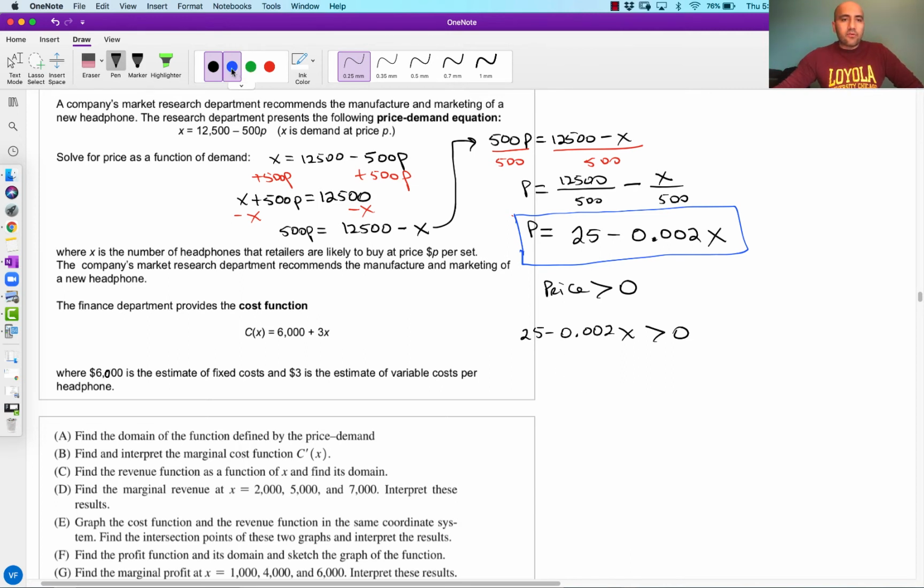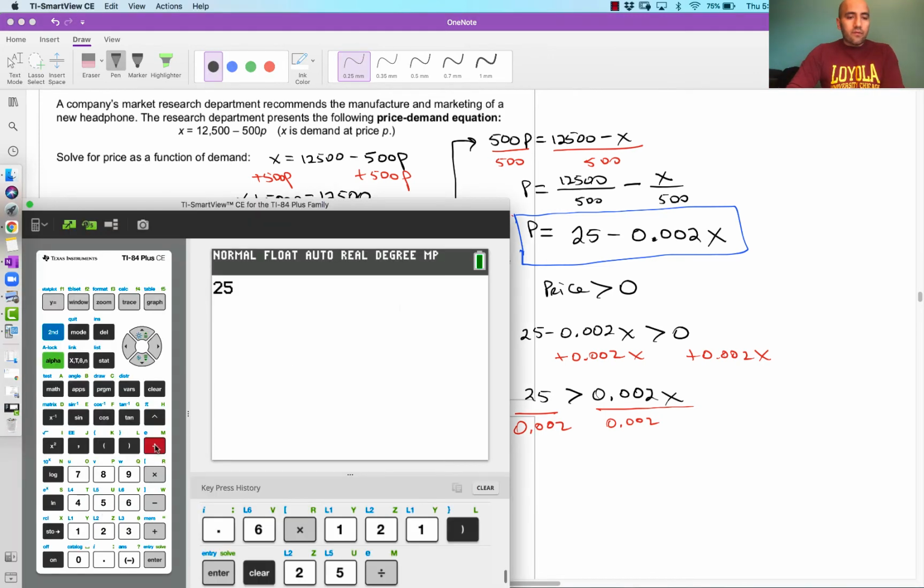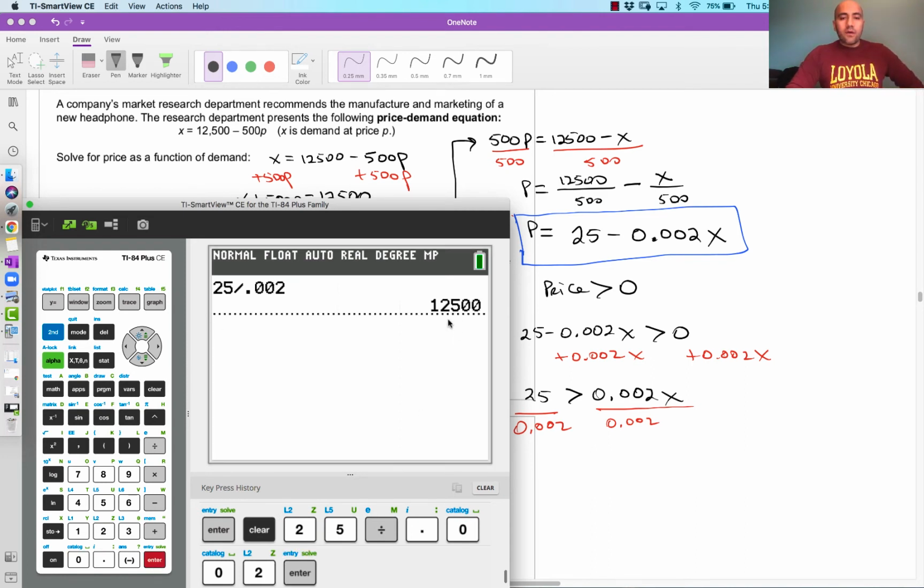So if we just add 0.002x to both sides, then we end up with 25 must be strictly greater than 0.002x. Divide both sides by 0.002. Notice that we're dividing by a positive number, therefore the inequality stays facing the same direction. So now we just need to figure out what this is. 25 divided by 0.002 gets me to 12,500.